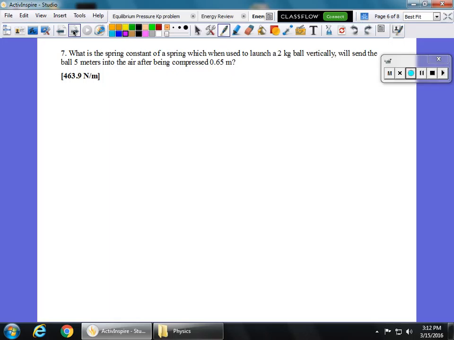Number 7 is a slightly different take on this. We're now involving the spring energy, and this is asking us about a spring. We're trying to find the spring constant of a spring used to launch a ball. So let's get a spring. We're going to be launching a ball up into the air. Now at the bottom, we're going to be storing energy in the spring, EPS, 1/2 kx squared.